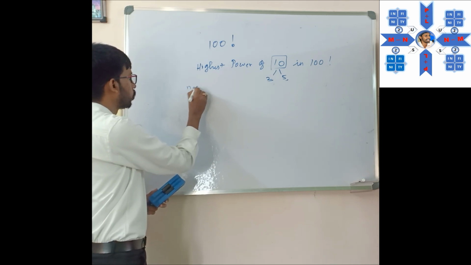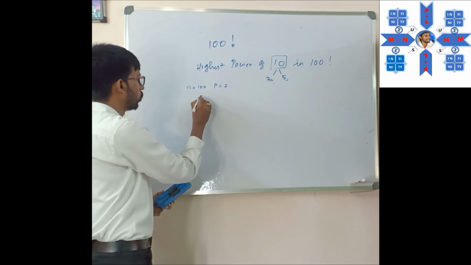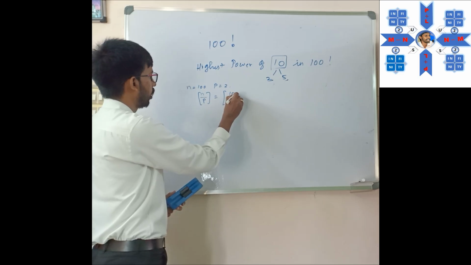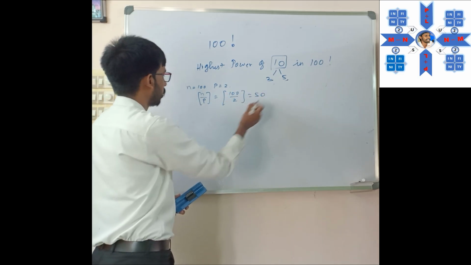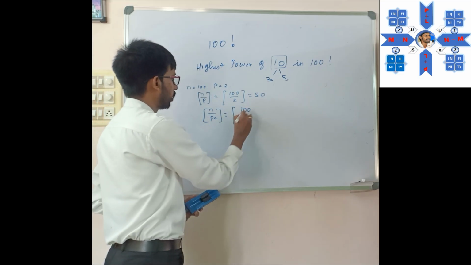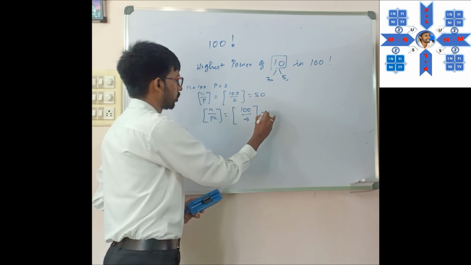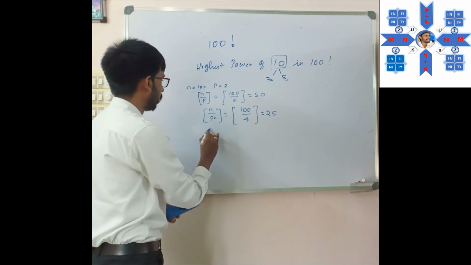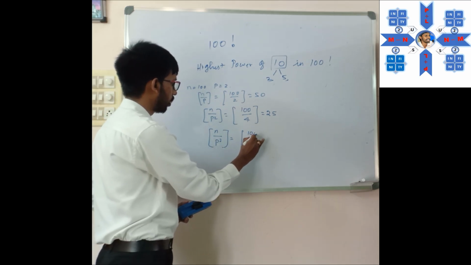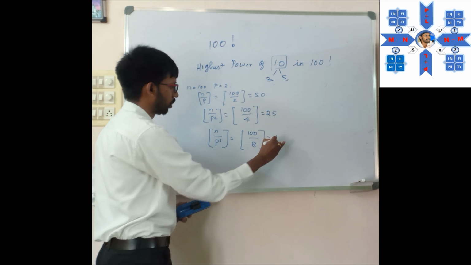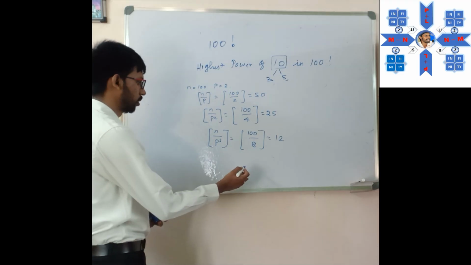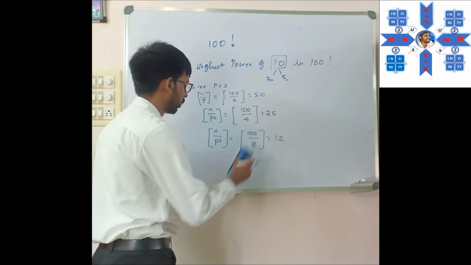So n equal to 100, p equal to 2. Therefore the greatest integer function of n by p, 100 by 2, is equal to 50. The greatest integer function of n by p square, that is 100 by 4, is 25. The greatest integer function of n by p cube, that is 100 by 8, is 12.